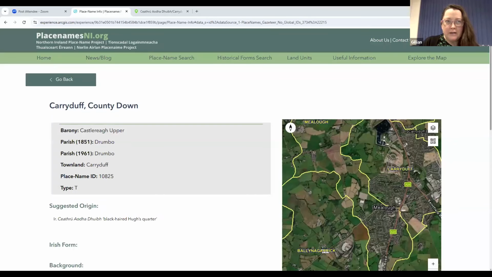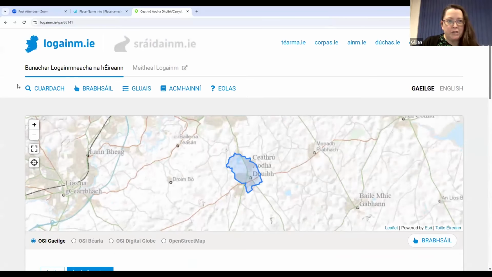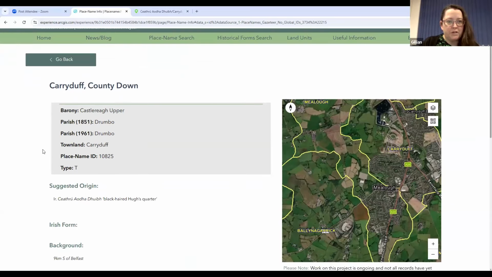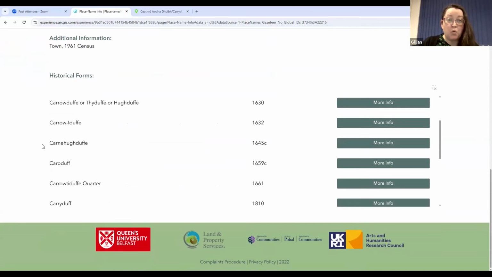Great, thank you, Andrew. The other thing I would just bring your attention to in terms of that, let me see if I'm able to share. Can you see that screen? Folks, that's placenamesni.org. This one covers the 6 counties of Northern Ireland, and then there is also Logainm, which covers the whole island of Ireland. But with Place Names NI, what they have done with the different spellings is they have actually listed some of the older spellings on that page. So that's certainly a website that I would check.